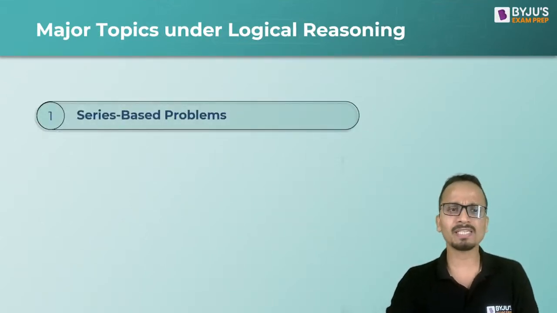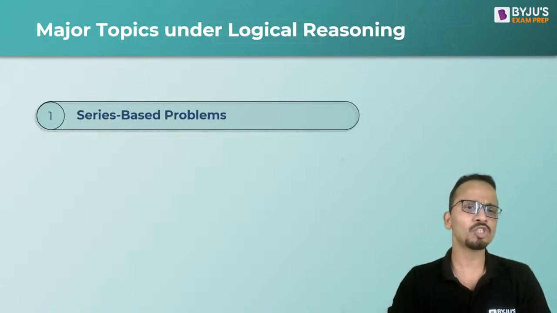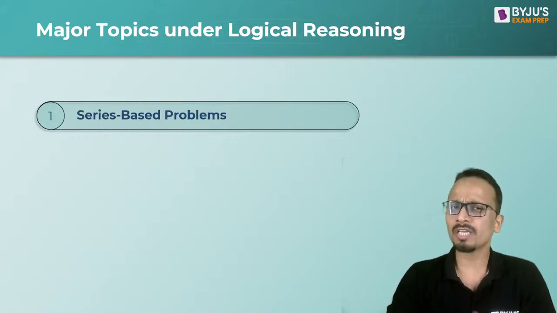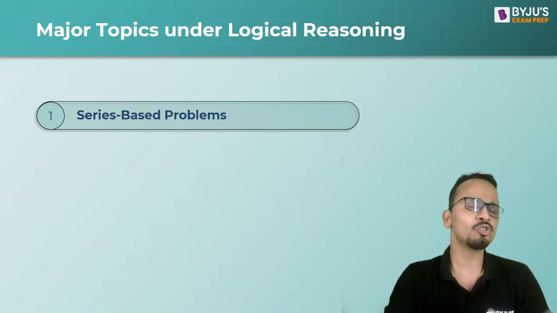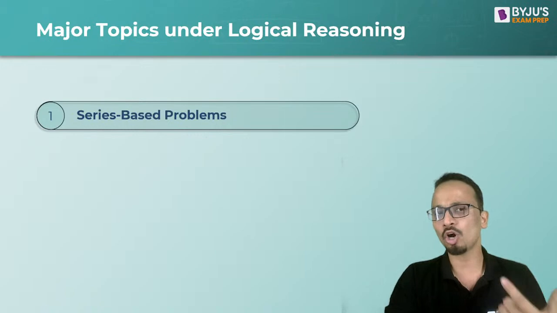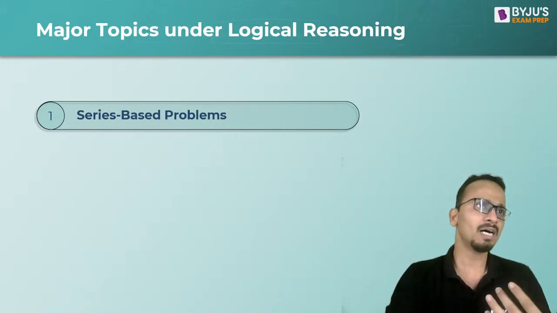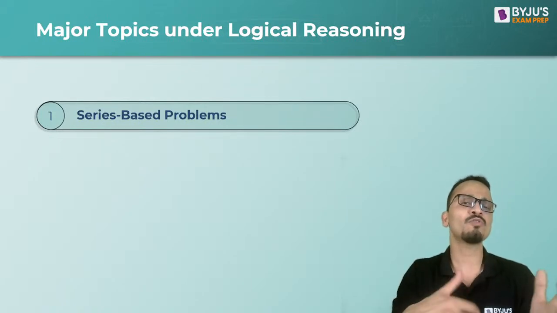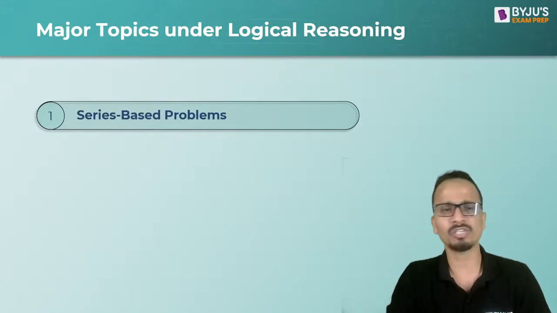So the first one is series based problems. In these series based problems, you can have number or alphabetical series, or there can be alphanumeric series. Now these series based questions will ask you to find out a number or a series of alphabets that will complete the series. You may be given a series of alphabets or letters, and you will have to find the wrong term. So this type of questions can be asked in 2 or 3 patterns.